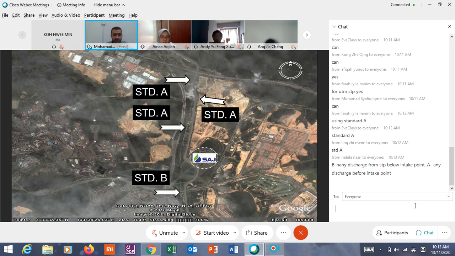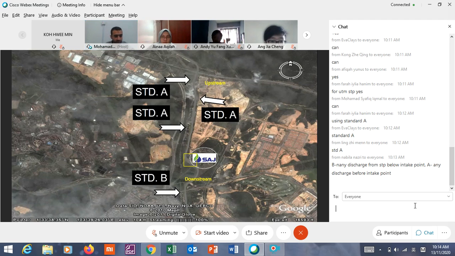So in the upstream, we have to follow standard A. But in the downstream, we can follow standard B. Right? So here we will write this one is called the upstream. Okay, and here is the downstream. And the intake point is over here.